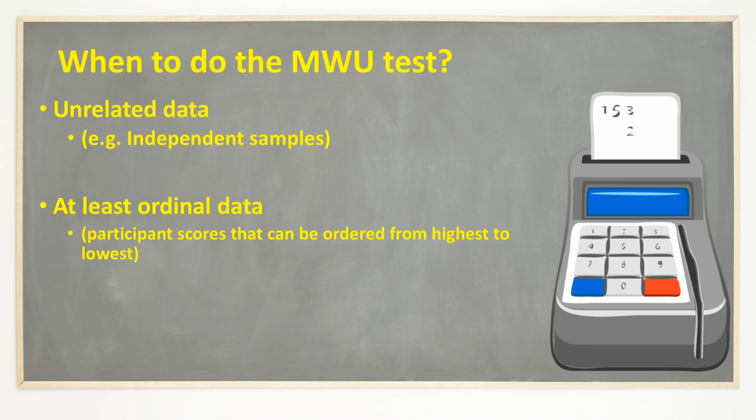In the Loftus and Palmer car crash study, did you see broken glass? Yes or no? Now the yes or no answer, I can't rank everyone's answer from highest to lowest. But what was your speed estimate? I can rank that from the lowest to the highest. How many points did you get on a memory test? I can rank that score from lowest to highest. So my data is at least ordinal. They're the two things you need to do a Mann Whitney U test.